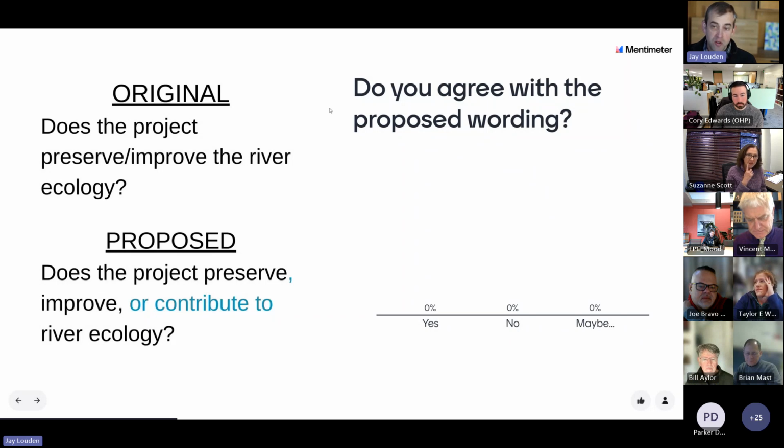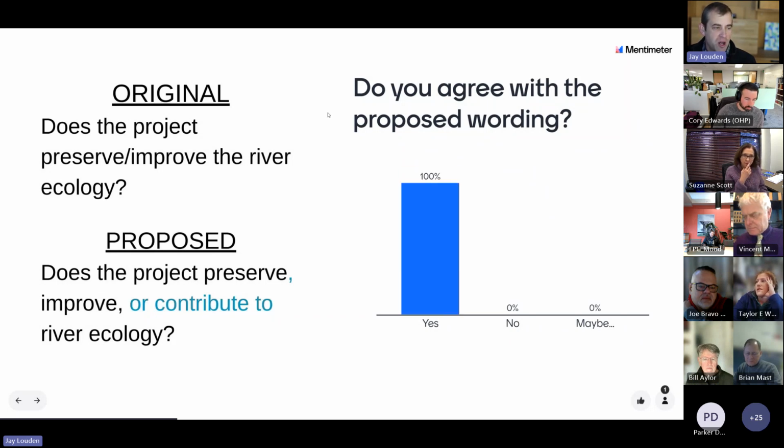And we're adding "contribute to." So does the project preserve, improve, or contribute to river ecology? And I think, to the comments about context and the overall, some of the things that we talked about on one of the previous criteria are shown here. So we are talking about ecology in a very direct fashion. So we've got a maybe.